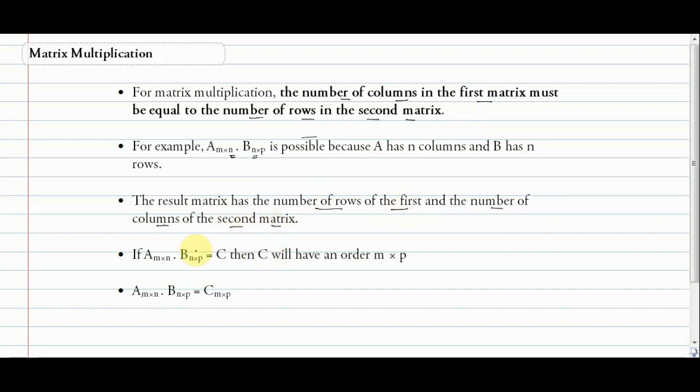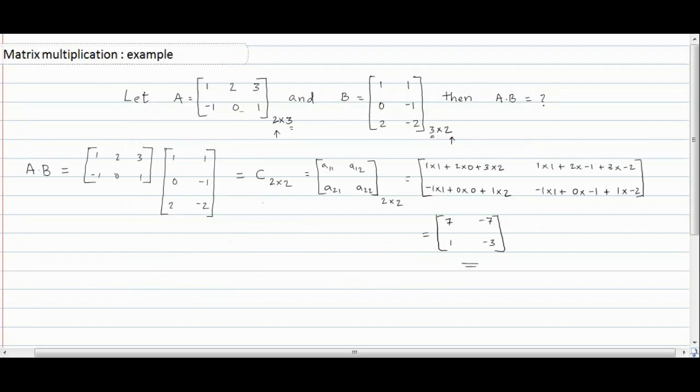Okay, so let's again consider the example of multiplication between two matrices A and B. Suppose our resulting matrix is C, then C will have an order of m by p. It will have the same number of rows as A and the same number of columns as B. So when we multiply A with B, the resulting matrix C will have an order of m by p. Now let's see an example for matrix multiplication.